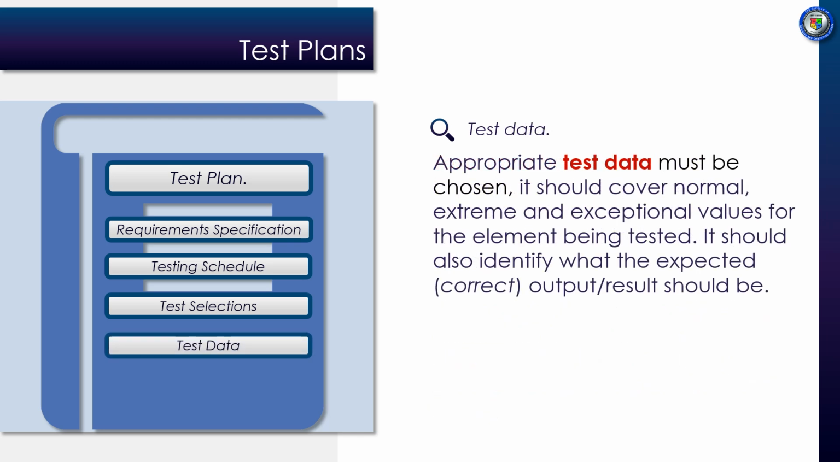The appropriate test data must be chosen and should cover normal, extreme and exceptional values for the elements being tested. It should also identify what the expected output and result should be. Normal testing, as we know, are pieces of test data that should be accepted. Extreme are on the boundaries, and exceptional are those pieces of test data we know should not be accepted.